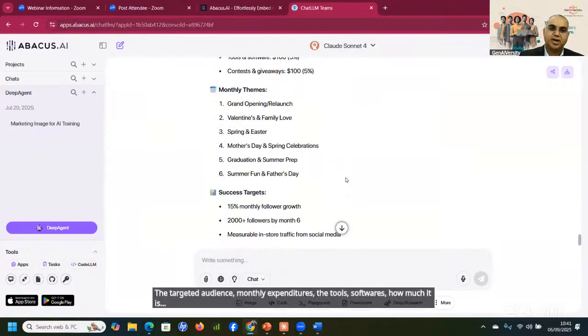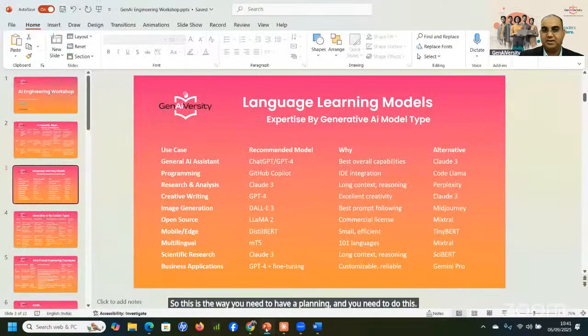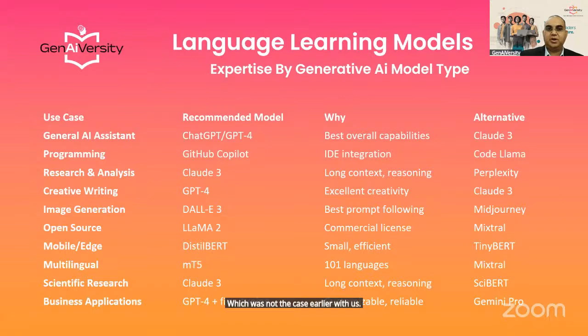So for this business planning, if anybody wants to launch a business, any one of you entrepreneurs, this is the way you need to have a plan and you need to do this. This is simple, it's going to make your life easy, which was not the case earlier with us. So now let me go to the next step.